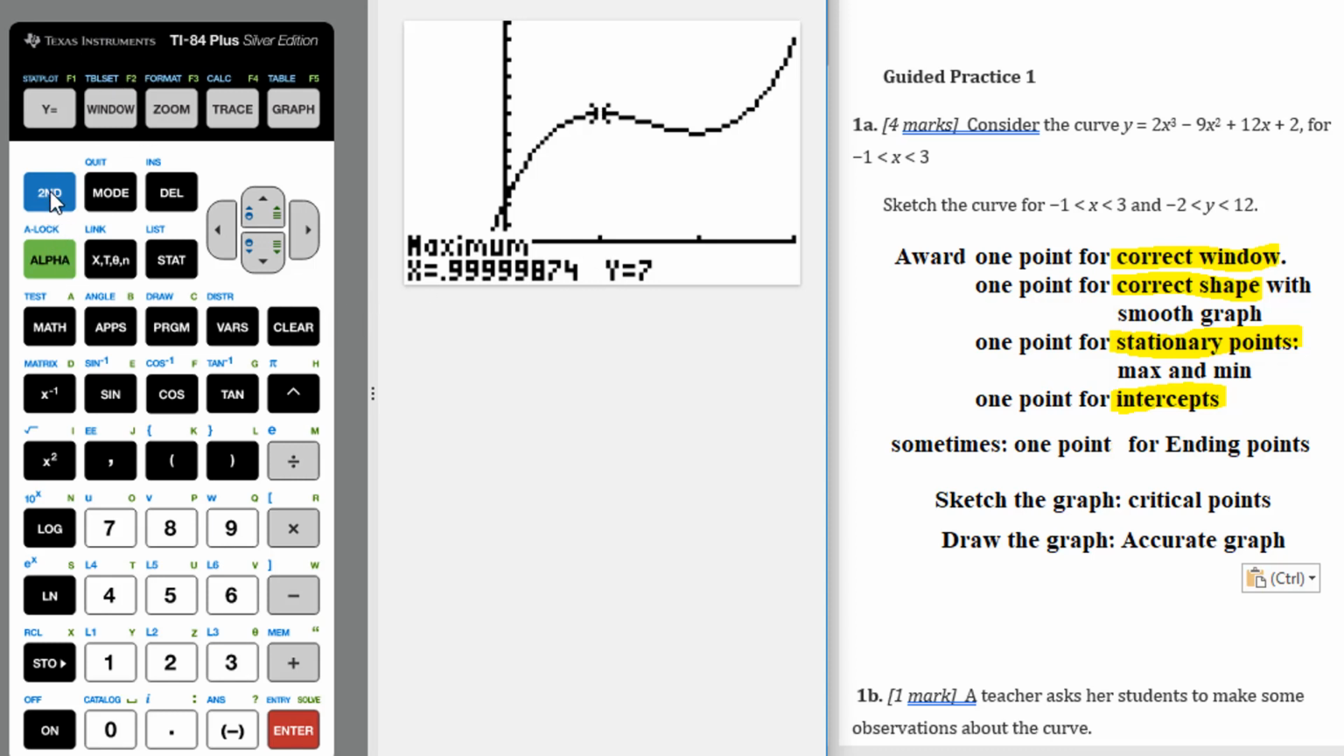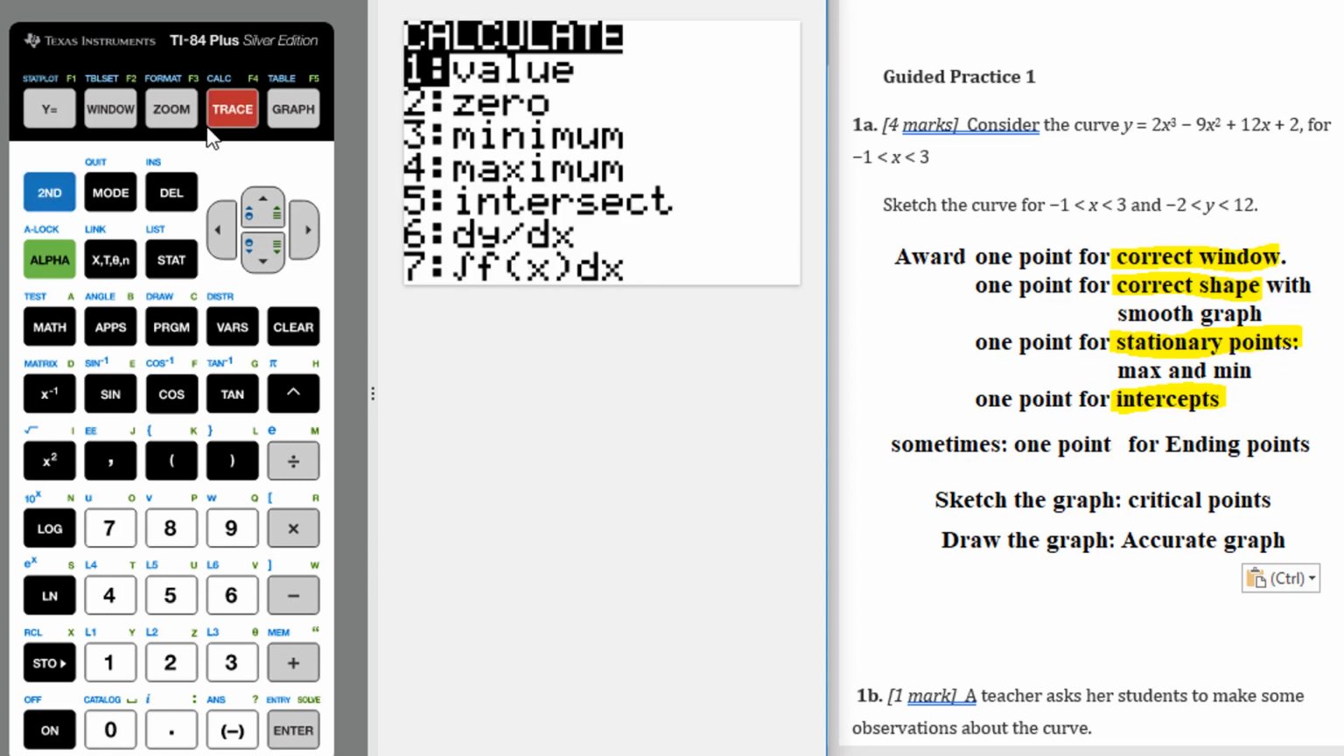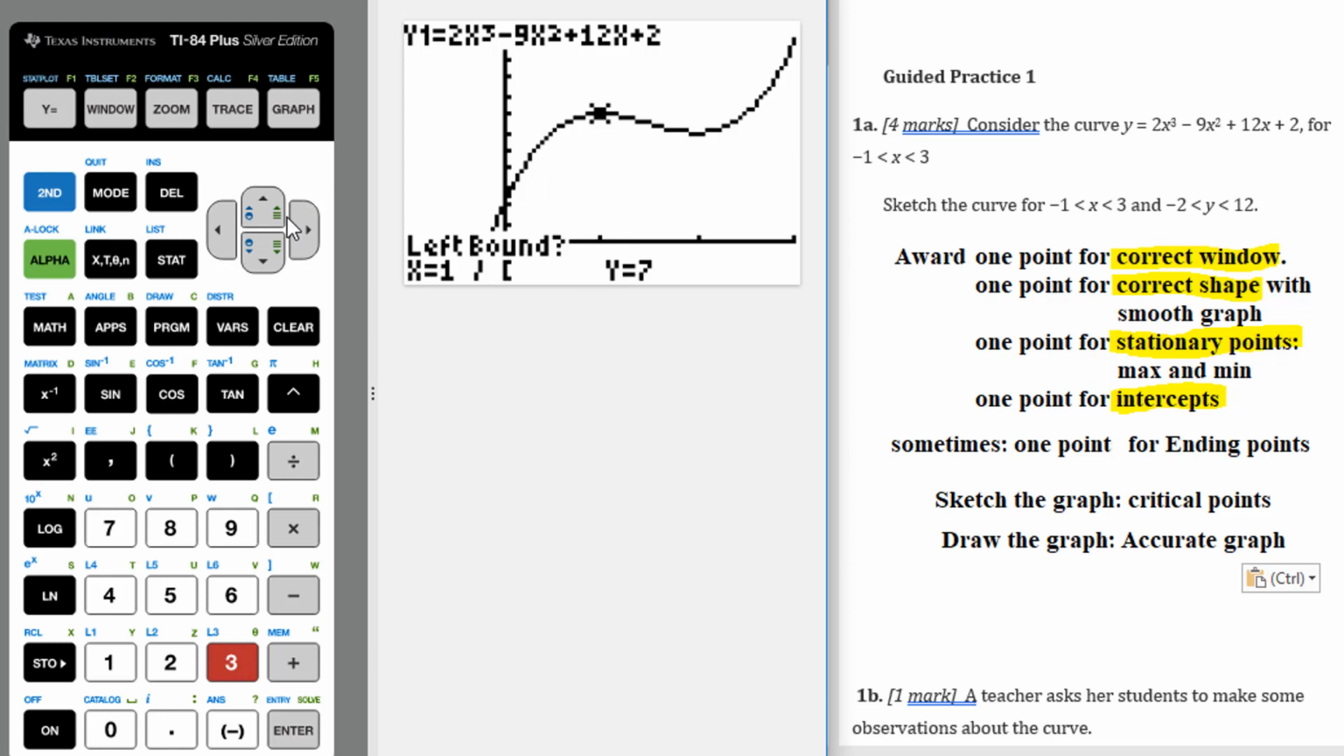Then I go to second trace again. Want to get the minimum. So here's the minimum. Move to the left side of this minimum. Enter. Then the right side of this minimum. Enter. Enter. Your answer will be 2, 6.